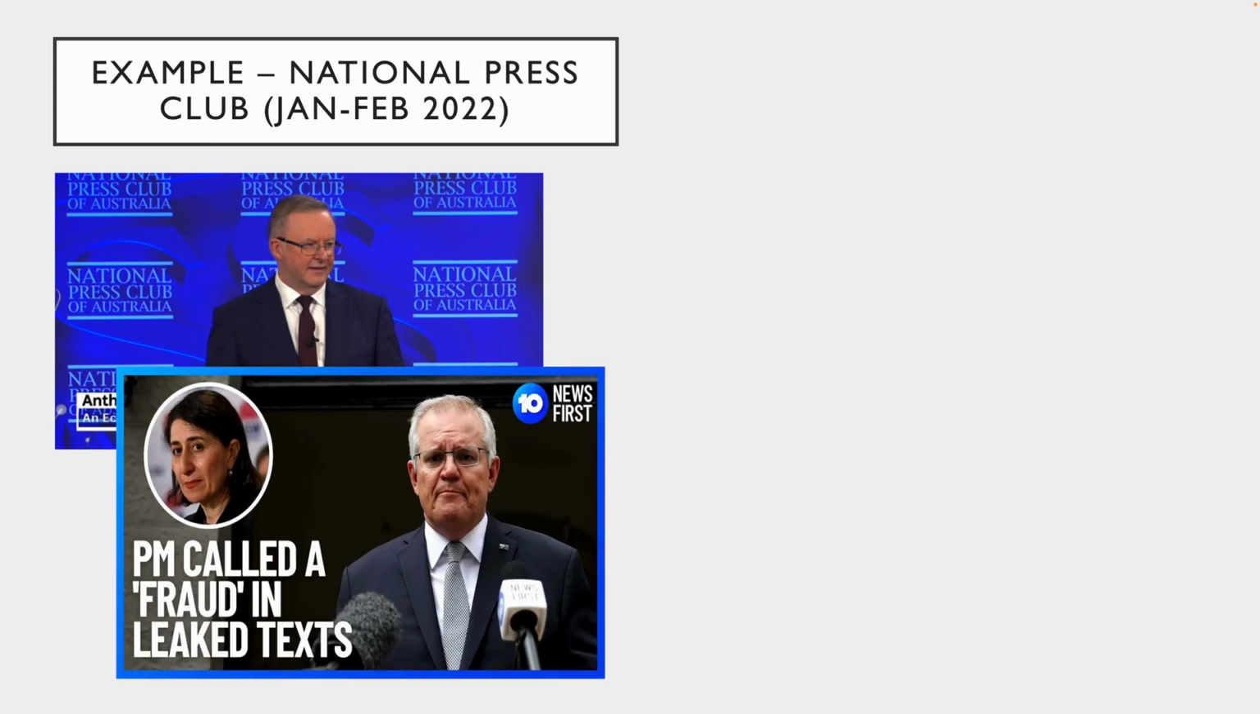Let's have a look at some examples. In January and February, both the Prime Minister and the Leader of the Opposition addressed the National Press Club. The Prime Minister didn't have a great time of it in trying to address the National Press Club and taking questions from the media. Journalist Peter Van Onselen stood up and said, "I have some texts from former New South Wales Premier Gladys Berejiklian that basically criticise you, call you an inept leader." Understandably, Prime Minister Scott Morrison struggled to deal with that in the moment. So quite an embarrassing moment for him.